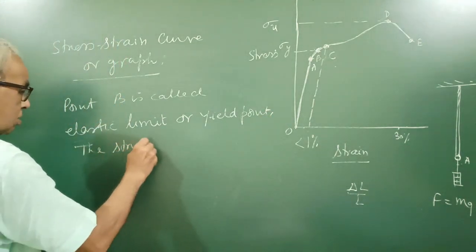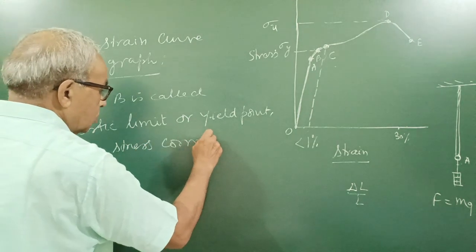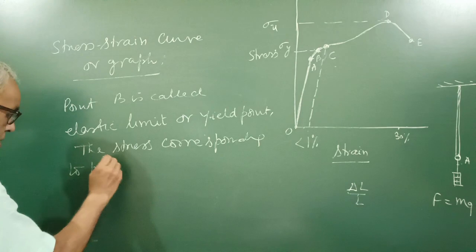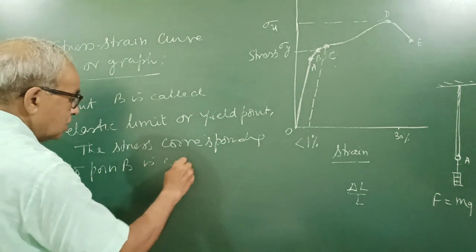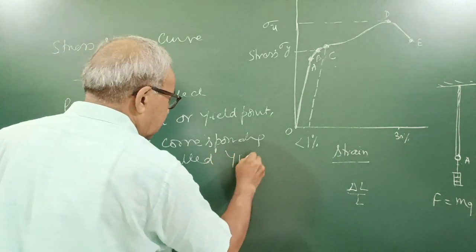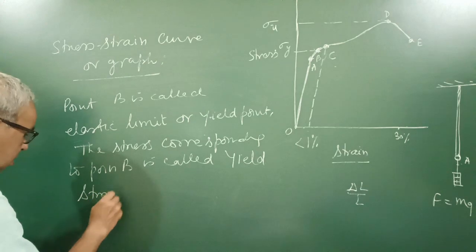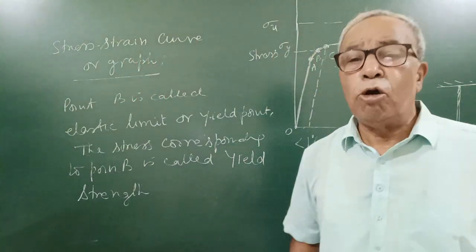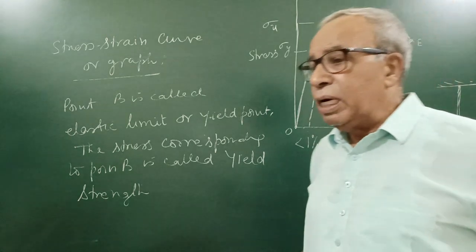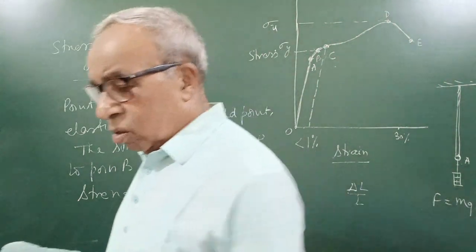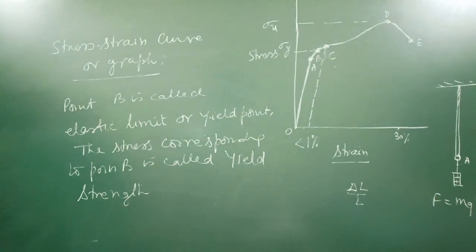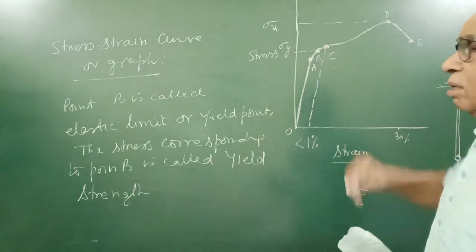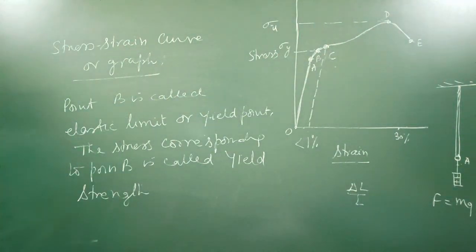The stress corresponding to point B is called yield strength. Yield strength. You may think, what is the meaning of yield? Actually, yield means the body, the material, stops producing strain.